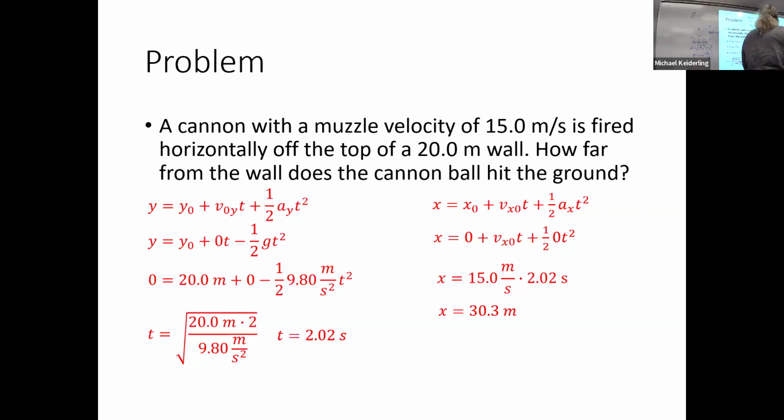Then we can feed that into our equation for x. x is equal to x naught plus v naught x t plus 1/2 acceleration x t squared. x naught is 0. Acceleration x is 0. So both of these go away. Then we're just left with v naught x times t. So 15 meters per second times 2.02 seconds comes out to 30.3 meters.